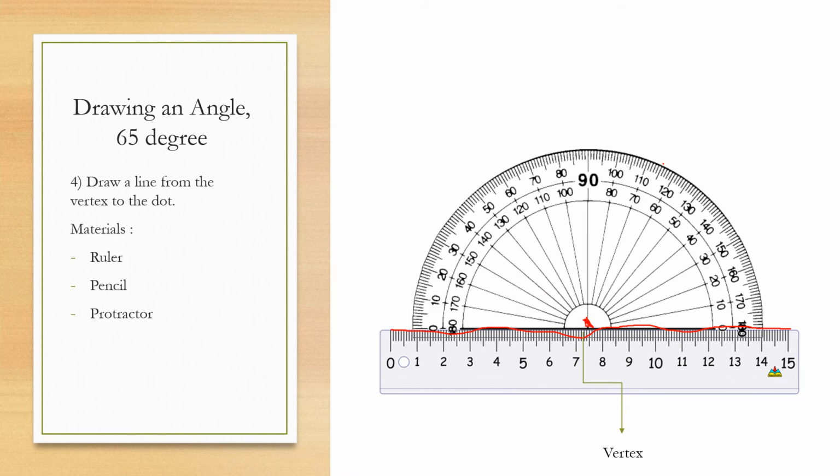The next step we need to do is we need to draw a line from the vertex to the dot. Here I use the inner scale, so I'm going to be drawing a line across, okay, and I'm going to draw it from the vertex to the dot. I also remind you that the dot here or line, okay, in the front is called the vertex.